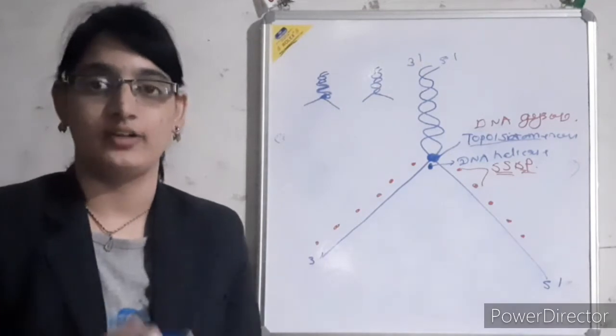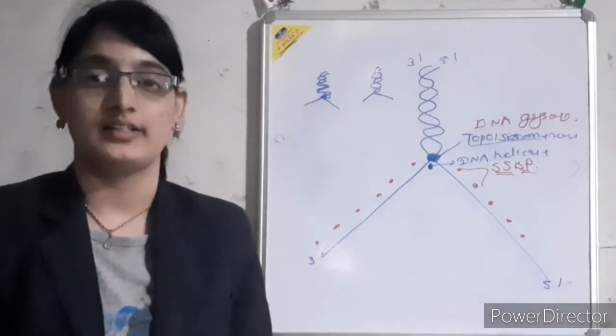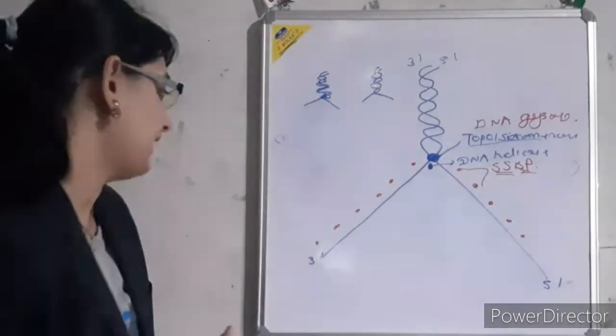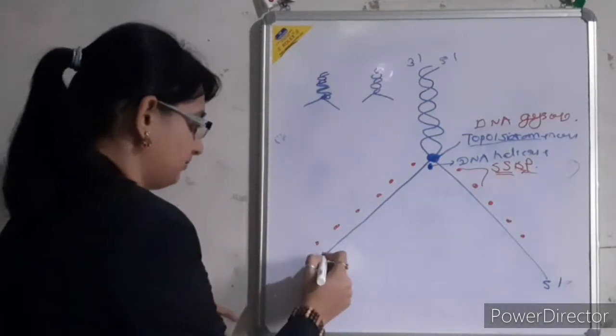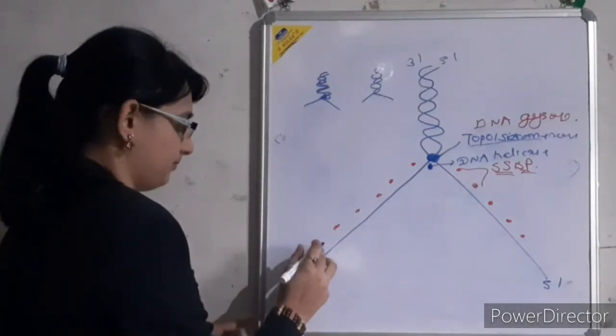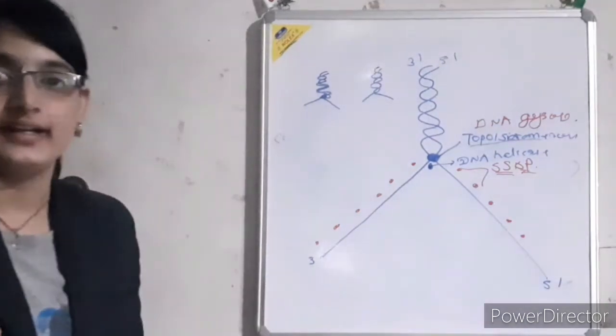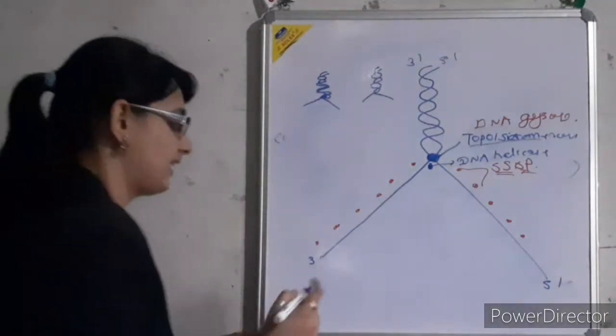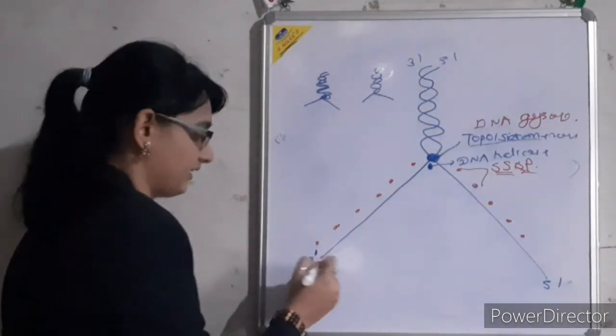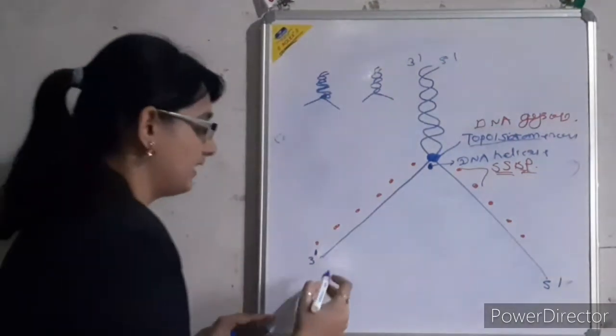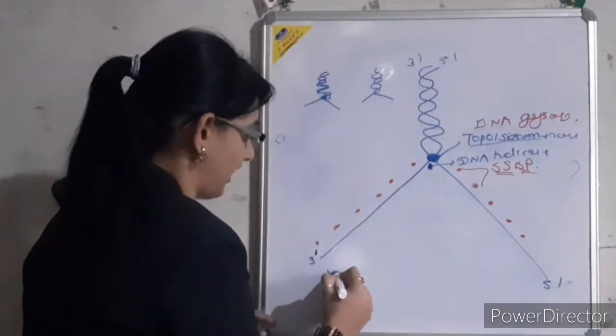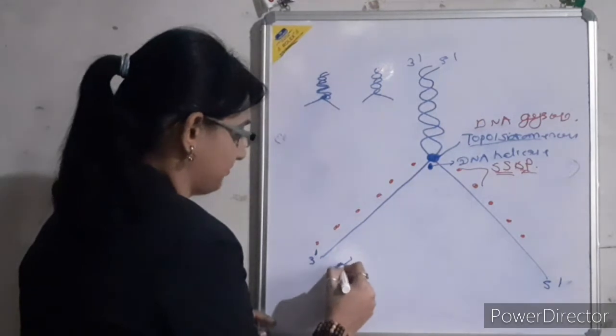So after the activity of all these enzymes, the RNA primer attaches to the 3' end of the DNA strand. It gets attached to the unwound strand that is at the 3' end. So here we can find the 3' end, and this RNA primer gets attached here.